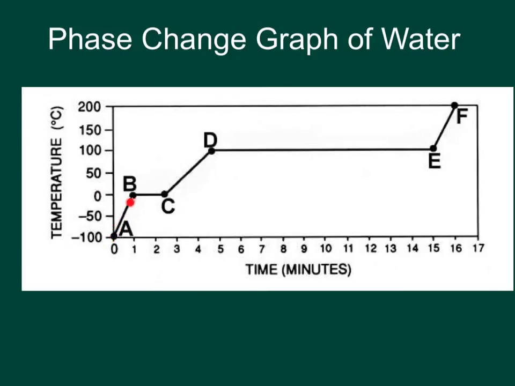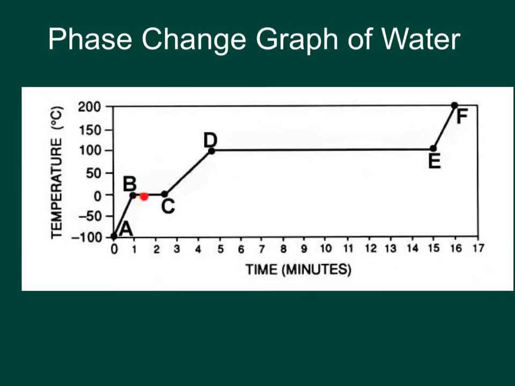So from points A to B, we're looking at solid water or ice. From points B to C, if we're adding heat, the substance is melting, or if we're removing heat, the substance would be freezing. Since we're talking about water, note that this is happening at 0 degrees Celsius. So if we're adding heat, the substance is melting from points B to C. Once the substance is completely melted, then the temperature will start to increase.